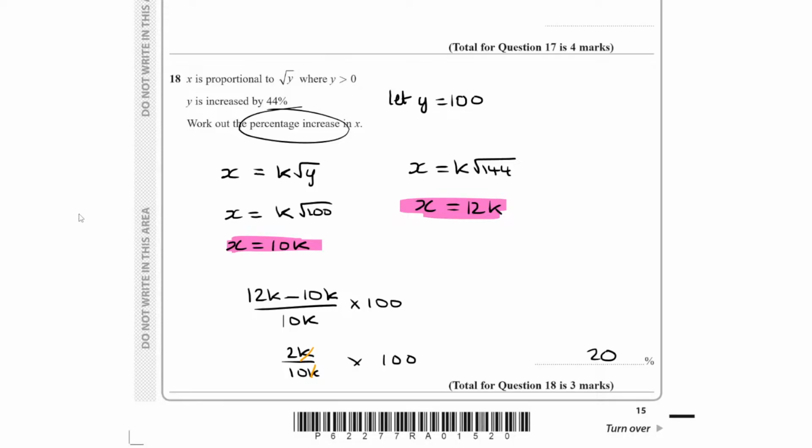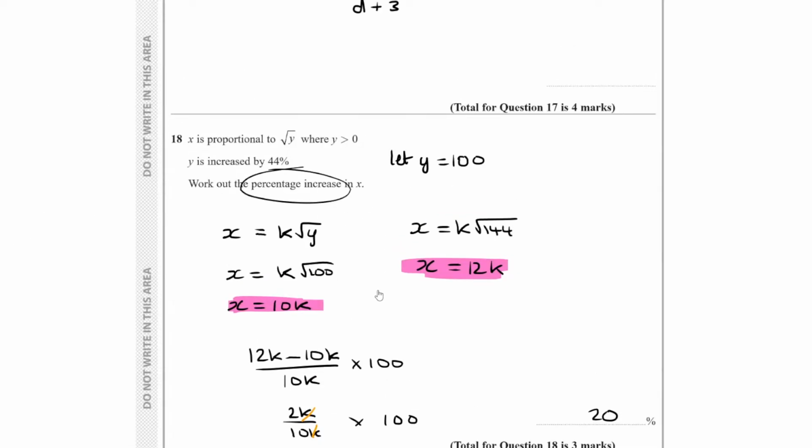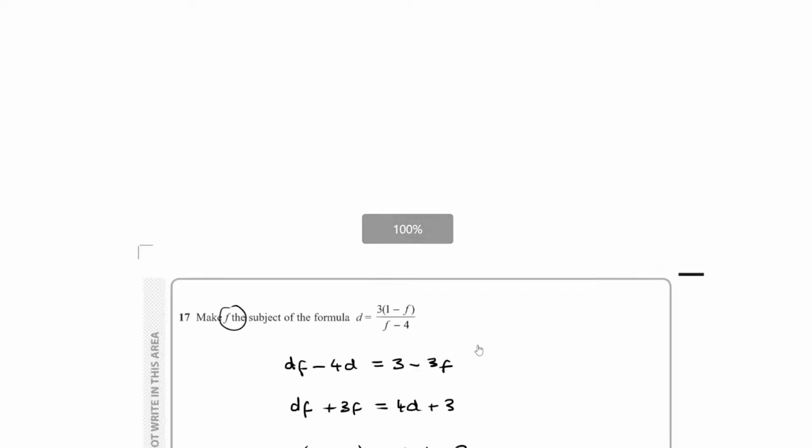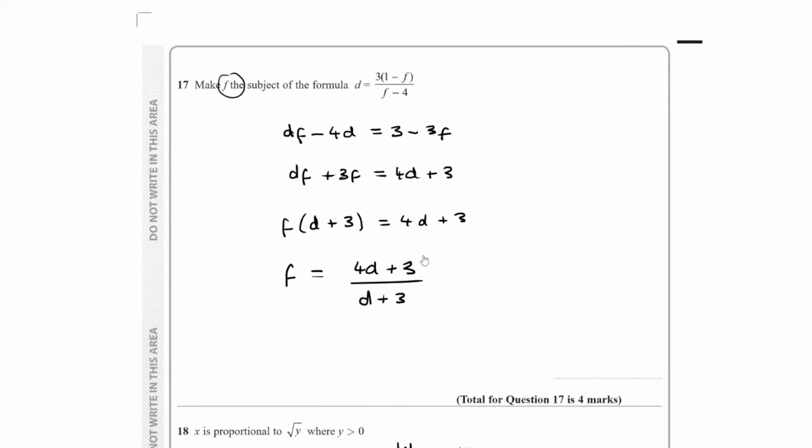For 17, hang on. I can scroll back. Oh, why has it zoomed? There. This is the answer: 4d plus 3 over d plus 3. So just be careful with how you leave your answers, because if they've asked for a specific thing, that's what they will be looking for, which in this case was a percentage. Yes, that's exactly the same. That's fine.